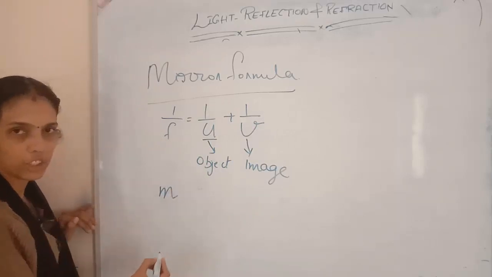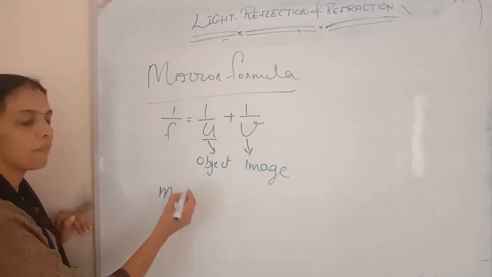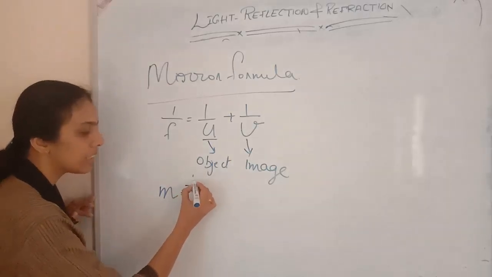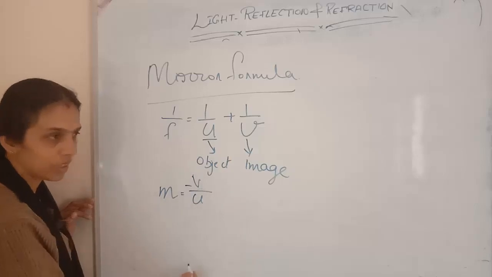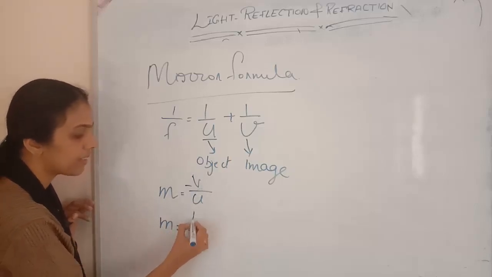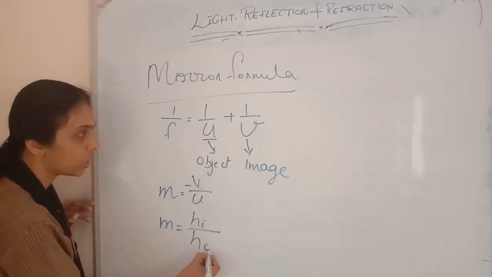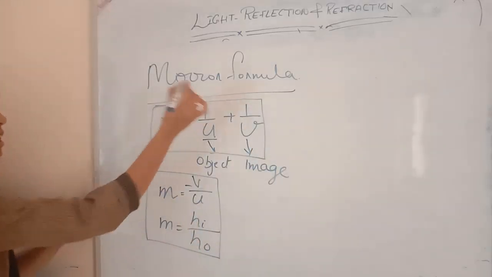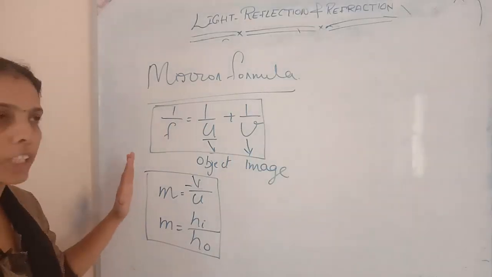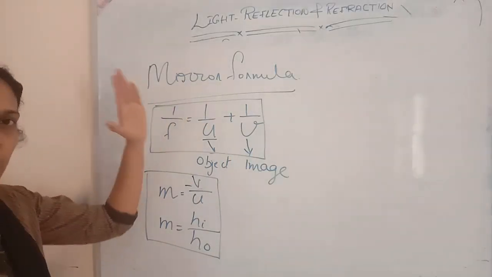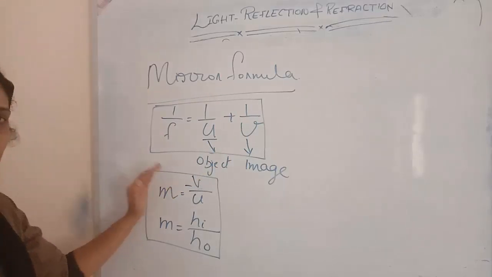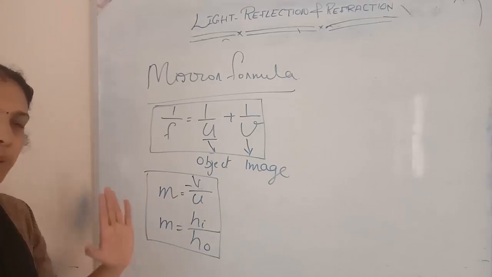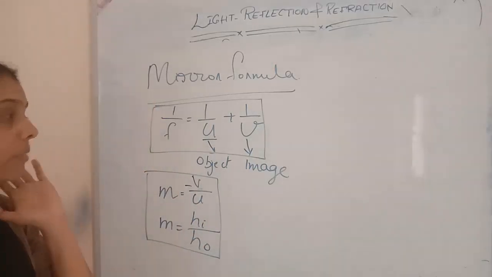Next, magnification. Magnification tells whether the image is enlarged or diminished. How can we find it? It is given by the formula M equals minus V by U, or M is the ratio of the height of the image to the height of the object. These equations are very important: 1 by F equals 1 by U plus 1 by V. M is equal to minus V by U. M is equal to HI by HO. These formulas are very, very important.